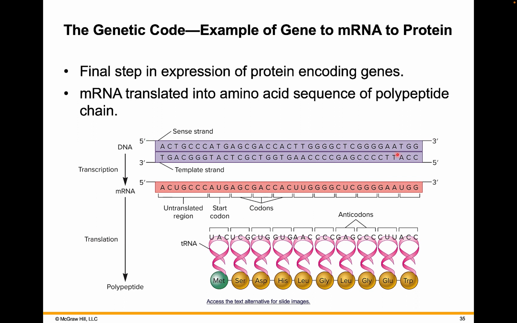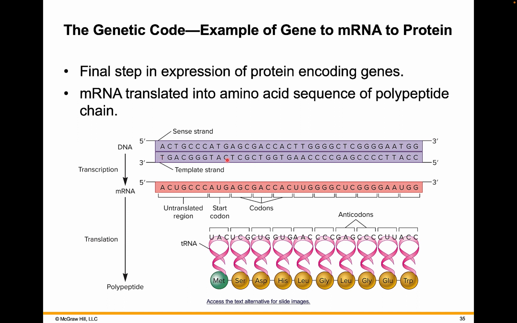In the DNA strand, which is the sense strand, also called the coding strand, you can see that you have ACT, GCC, and so on all along. The template strand, on the other hand, has TGA, CGG, and so on. When transcription is happening, the template strand is read and the mRNA is produced. So how is it happening right here?